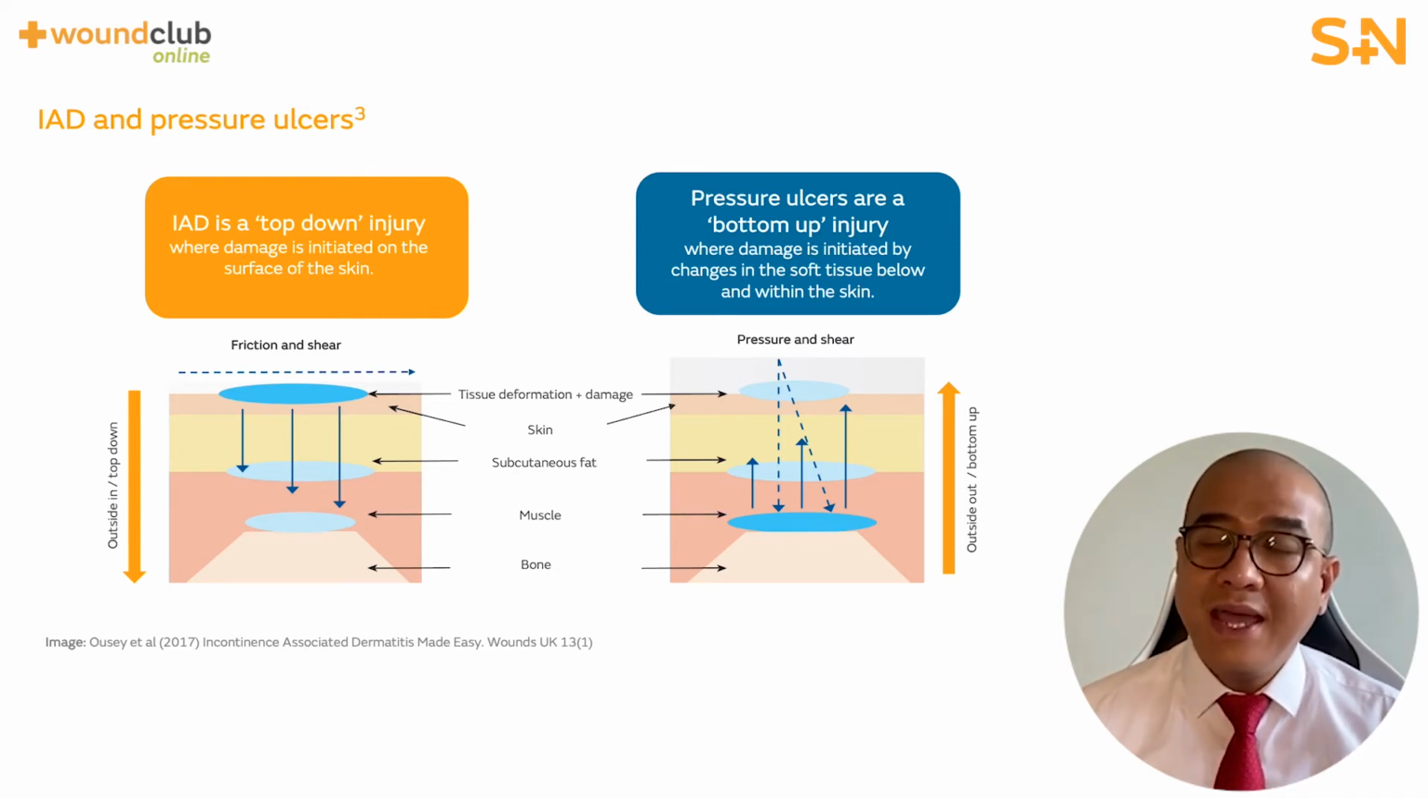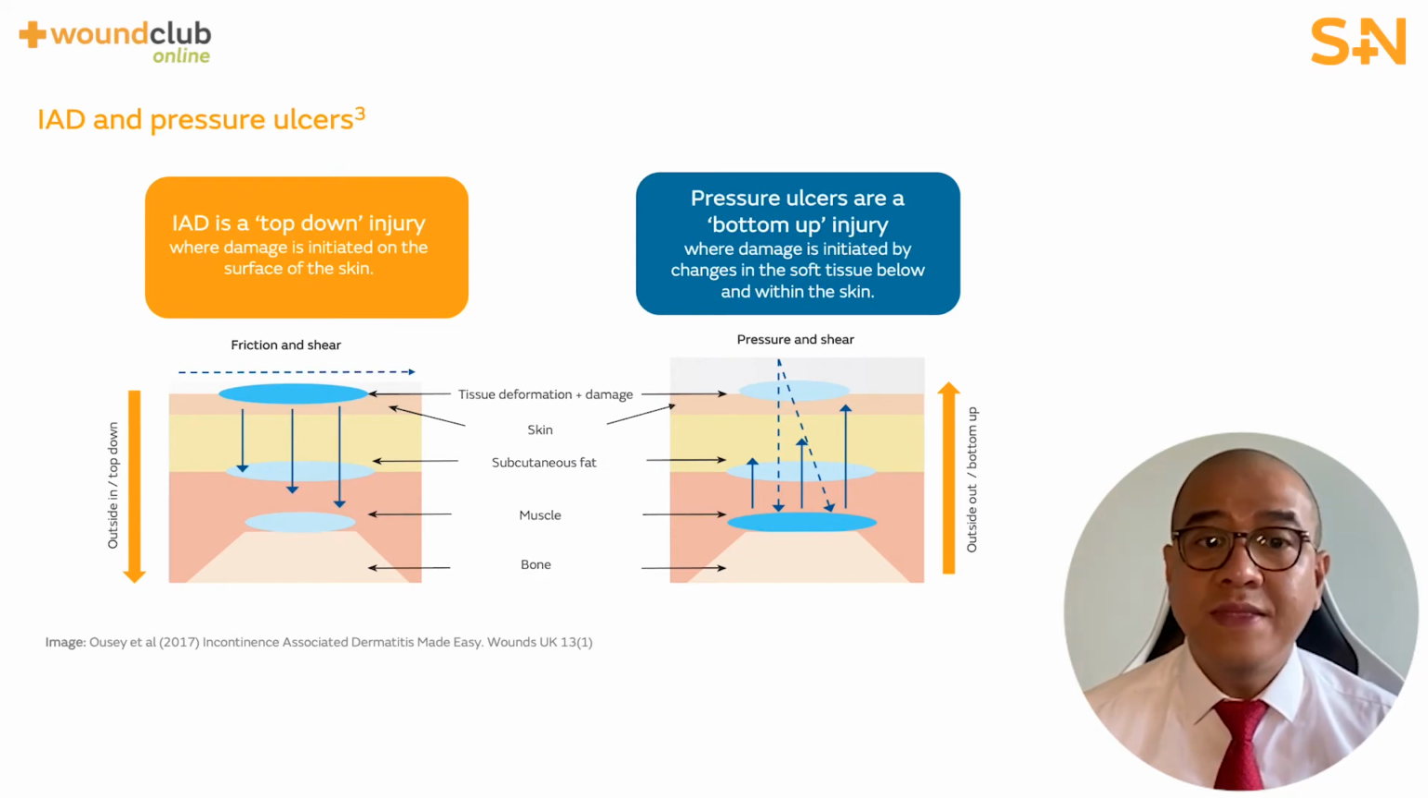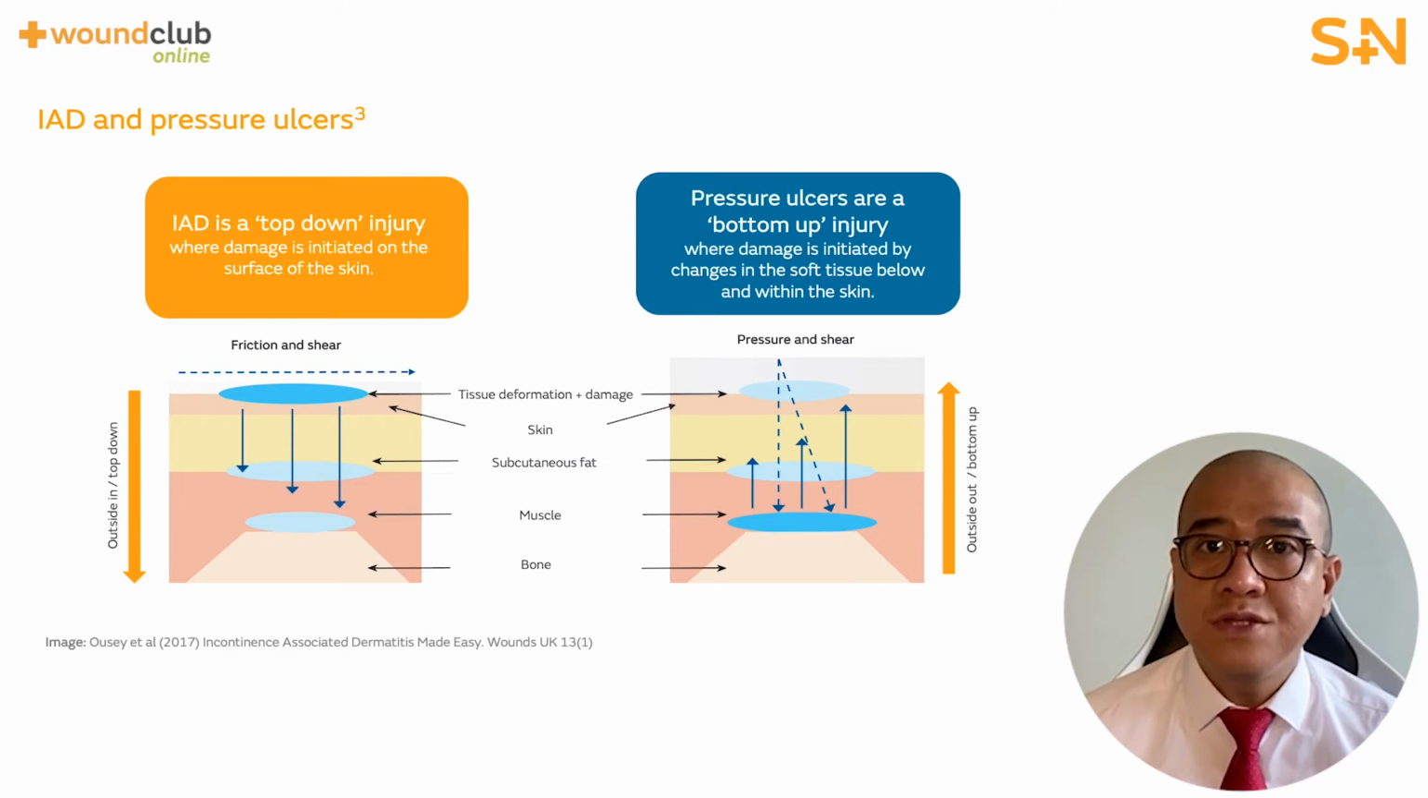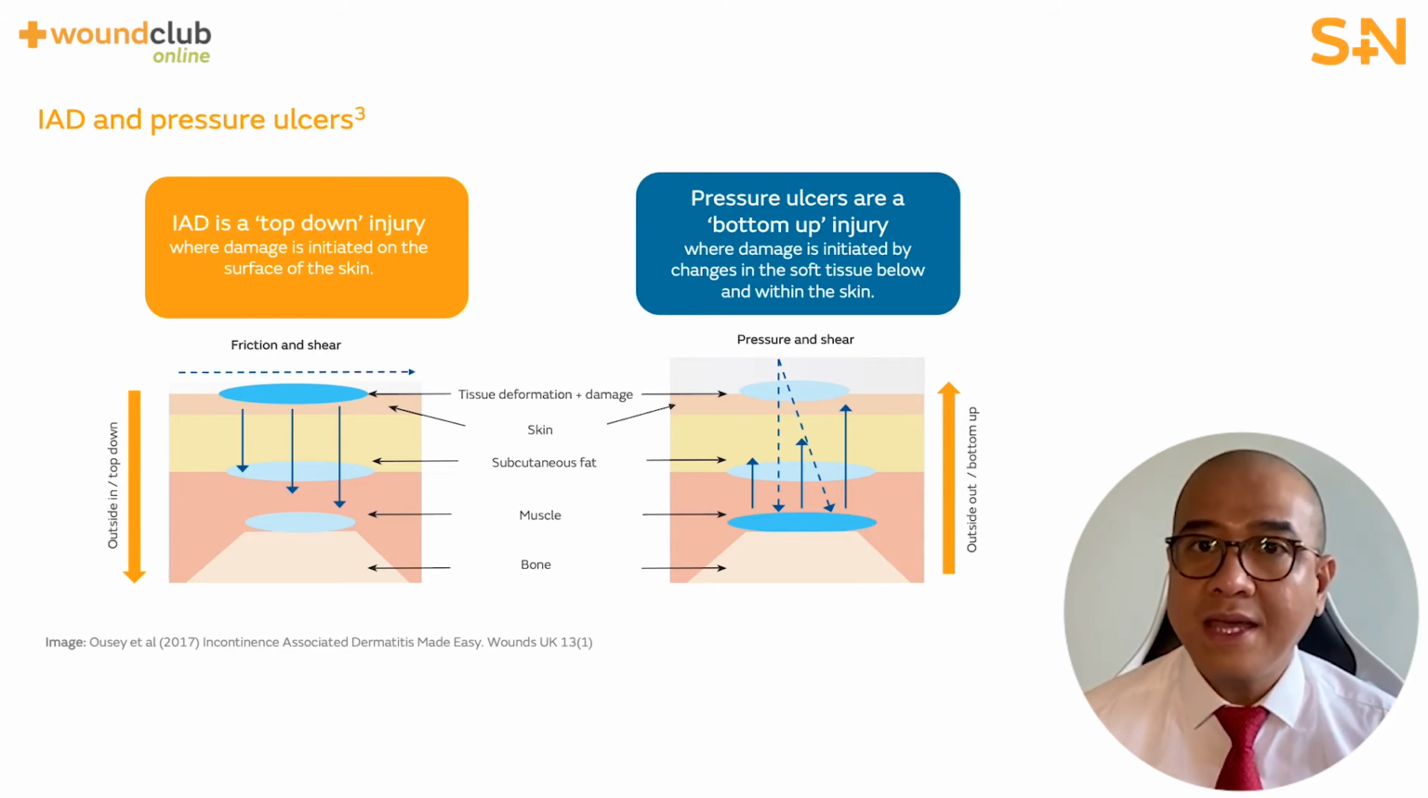Now, IAD is a top-down injury where the damage is initiated in the surface of the skin. Conversely, pressure ulcers develop when damage is initiated by changes in the soft tissue below and within the skin, and it is therefore coined as a bottom-up injury. So remember, IAD, a top-down injury, a pressure ulcer is a bottom-up injury.